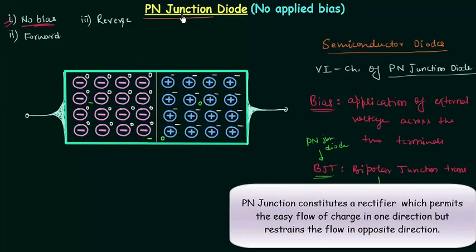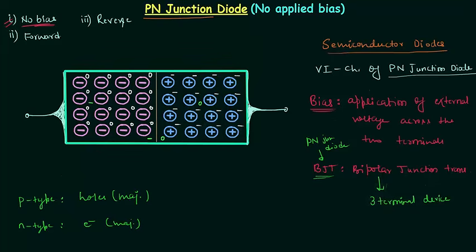We already know what is P-type and N-type semiconductor. In case of P-type semiconductor, we add trivalent impurities, and because of this, we have holes as the majority charge carriers. On the other hand, for N-type semiconductor, we add pentavalent impurities, and because of this, we have electrons as majority charge carriers. And if we talk about the minority charge carriers, then for P-type, we have electrons as the minority charge carriers, and for N-type, we have holes as minority charge carriers.